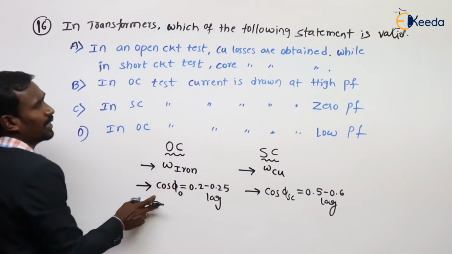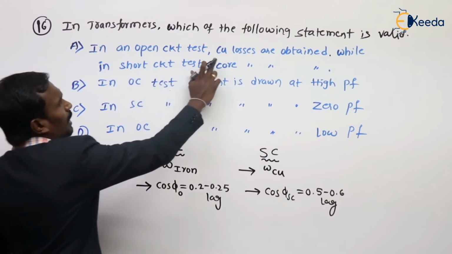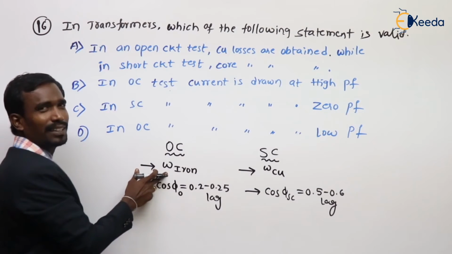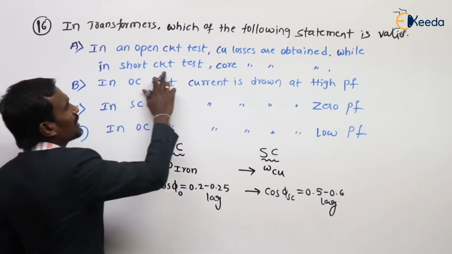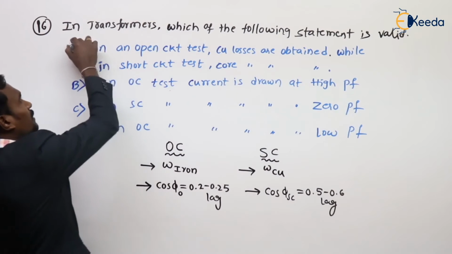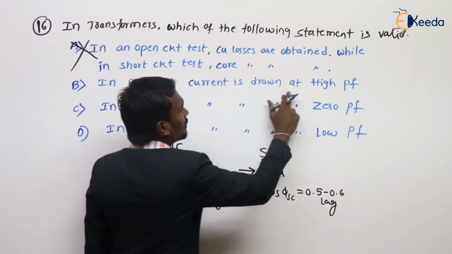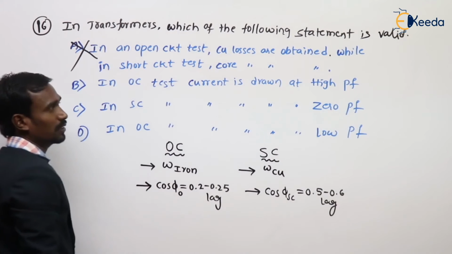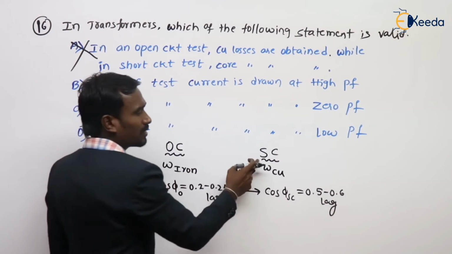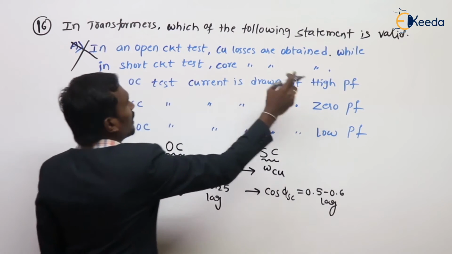Now see here, which of the following is the correct statement? In open circuit test, copper losses are obtained. In open circuit test, iron losses are obtained, not copper losses. While in short circuit test, core losses are obtained. In short circuit test, copper losses are obtained. So this is 100% wrong. Next one, in open circuit test, current is drawn at high power factor. In open circuit test it is low power factor. In short circuit test, high power factor.